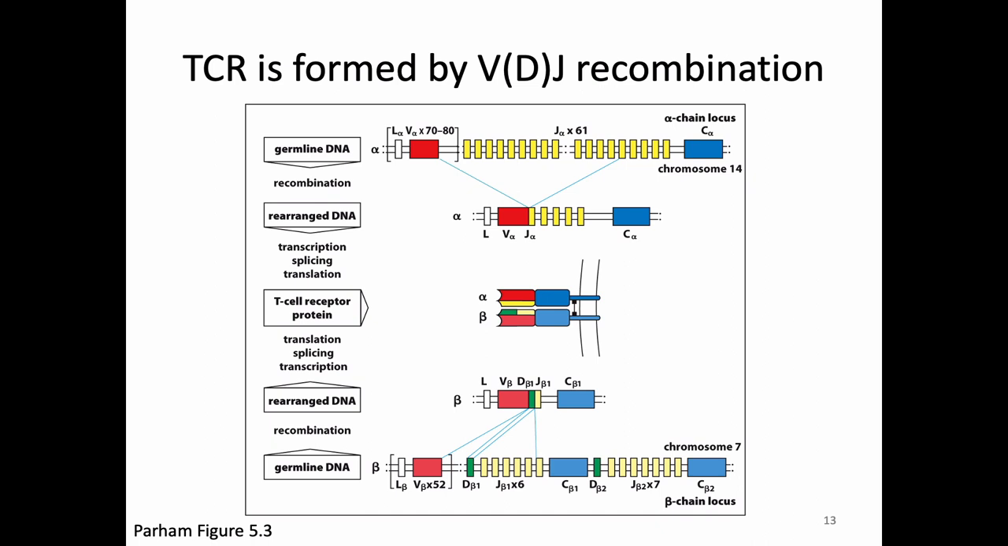You can see that we have multiple V segments, multiple J segments coming together to make alpha and to give us this light chain of alpha. You can also see that we have multiple Vs, some Ds, and some Js coming together to make TCR beta. So again, looks very similar to what we've seen before.